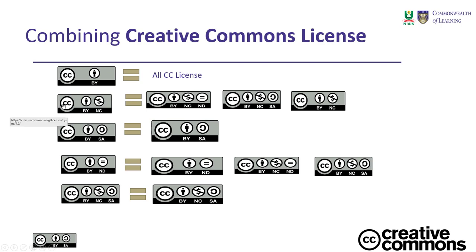The second one, the CC BY-NC. The CC BY-NC is non-commercial. This means that while you use my work, it should not be used for commercial purposes, and if I want to license my work, I can use any of these three licenses for my work. I can use the CC BY-NC-ND. I can use the CC BY-NC-SA, ShareAlike. I can also use the same license as the CC BY-NC for my work.